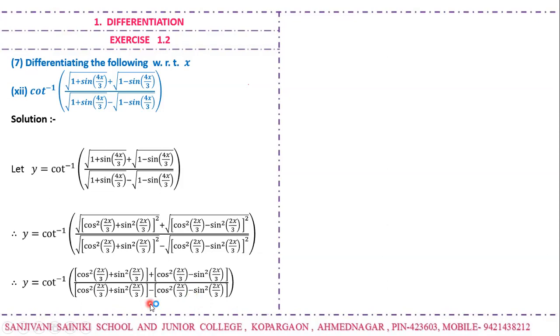So what will happen if we remove the bracket? The plus sine and minus sine will cancel each other, and then cos and cos add up, and you get 2 cos 2x upon 3 upon 2 cos 2x upon 3. The 2 gets cancelled. y is equal to cot inverse of cot 2x upon 3. So cot inverse of cot x is x. Using that property, you get y is equal to 2x upon 3.